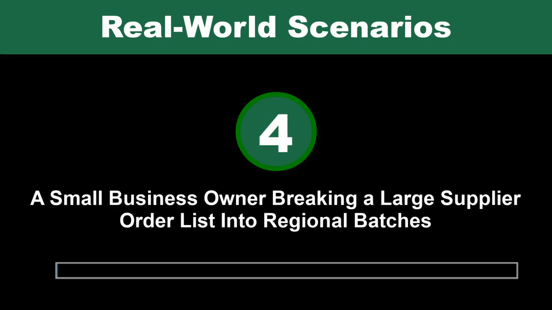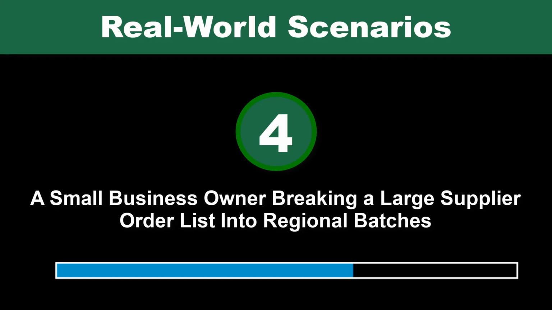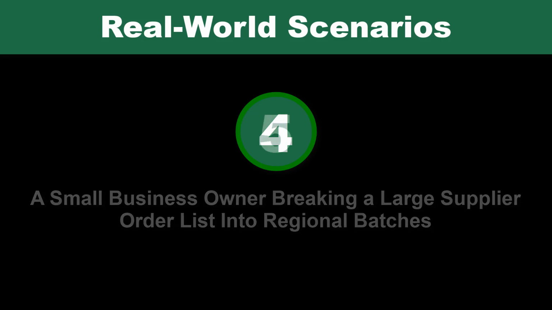A small business owner breaking a large supplier order list into regional batches. A small business owner had an order list of 3,000 rows covering 3 regional warehouses. Each warehouse needed its own file with roughly equal portions of the orders. Manually separating the rows and creating 3 files, each with a header, was fiddly and time-consuming. Split Sheet to Files, with by number of files set to 3, divided the orders evenly across 3 files automatically. Each warehouse file was ready to send within seconds of completing the export.